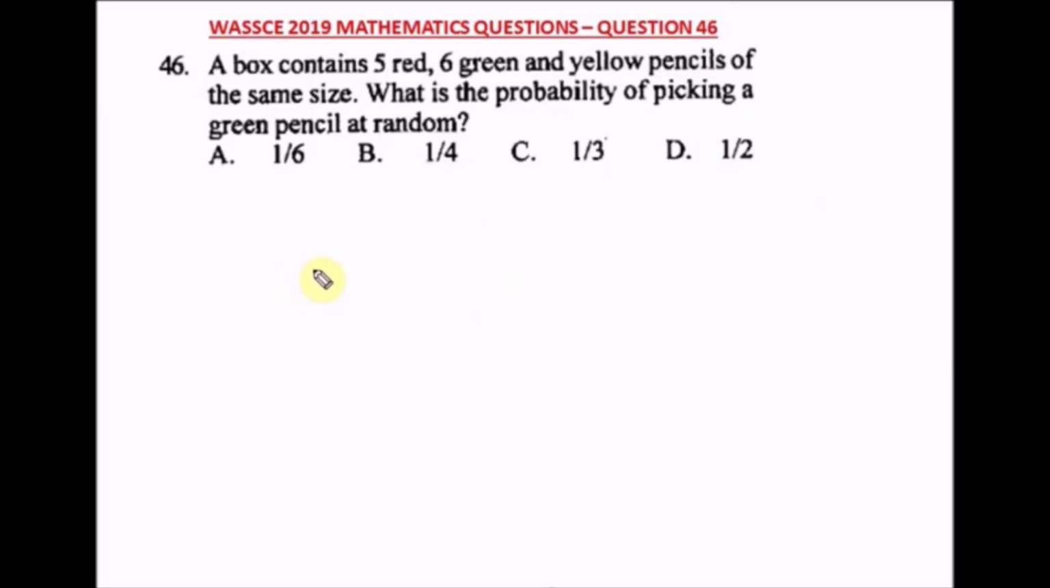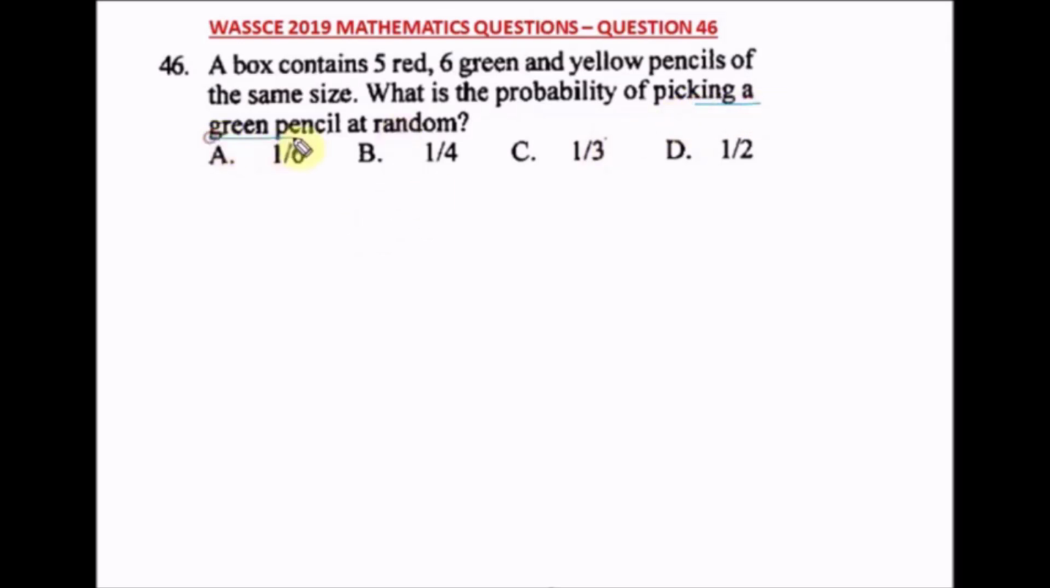Question 46 of WAEC 2019 mathematics past question. That's your WAEC 2019 past question. It says a box contains 5 red, 6 green, and yellow pencils of the same size. Okay, what is the probability of picking a green pencil at random? Okay, this is quite easy. This is not probability with replacement or without replacement, and it's not saying we're picking more than 2, we're just picking 1.